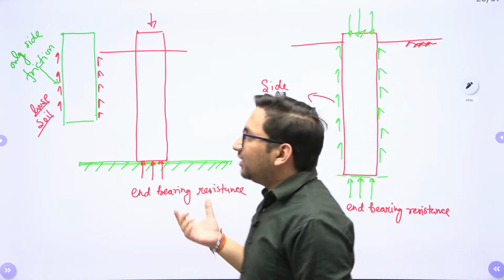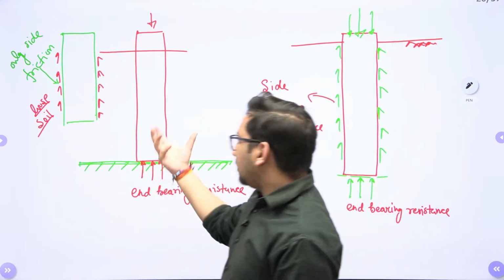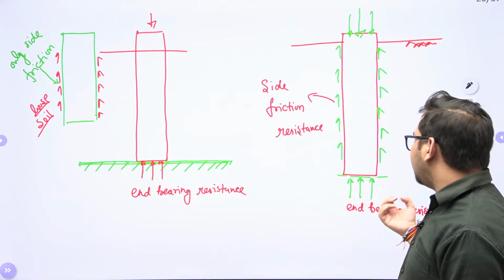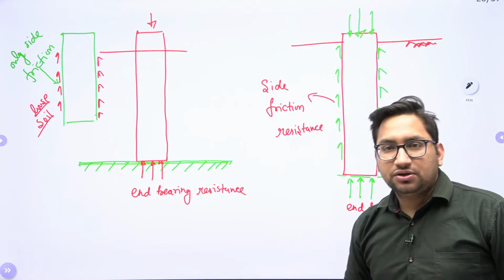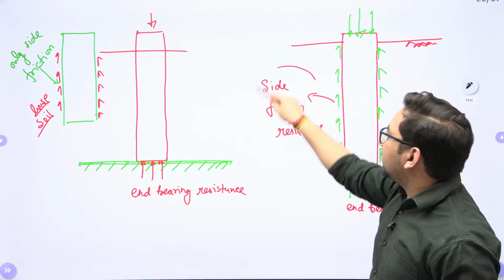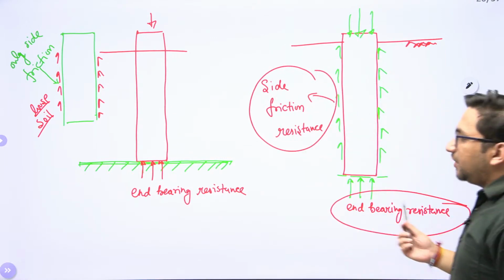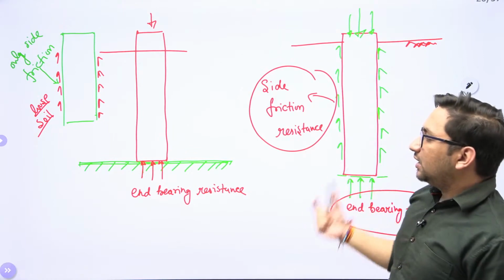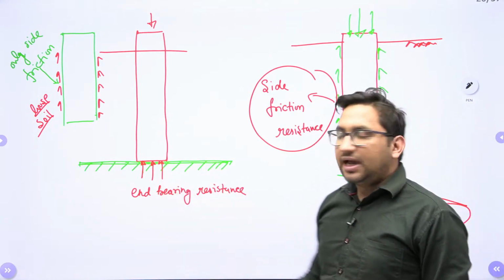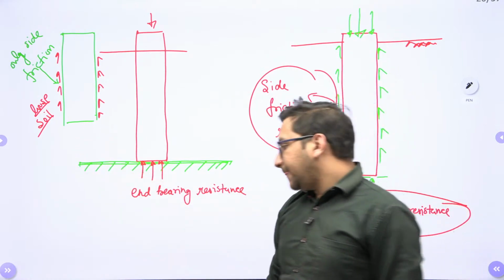Now we need to calculate the load carrying capacity of this friction pile, of the end bearing pile, and of this end bearing and friction pile. So we will take this particular case and see how to calculate this value, right? Separately, if these values are known to me, I can calculate only the end bearing resistance for this case and the side friction resistance for the second case, right?